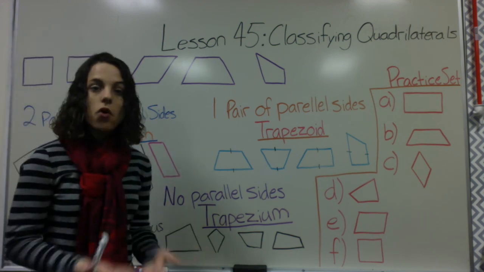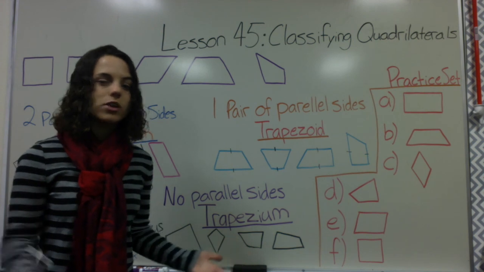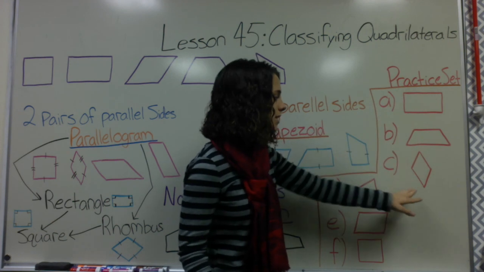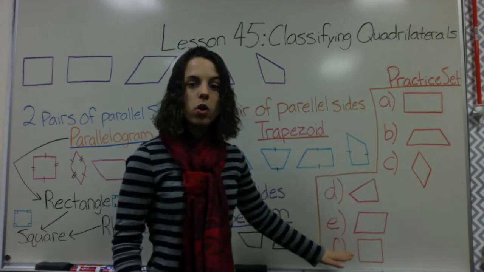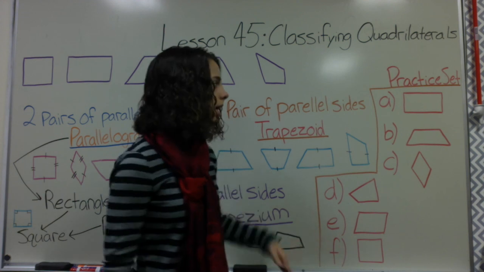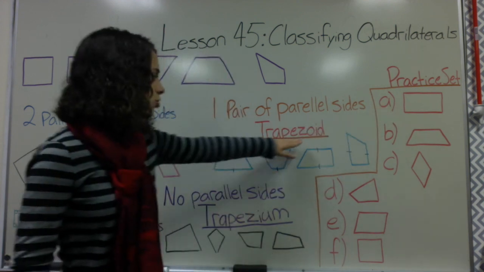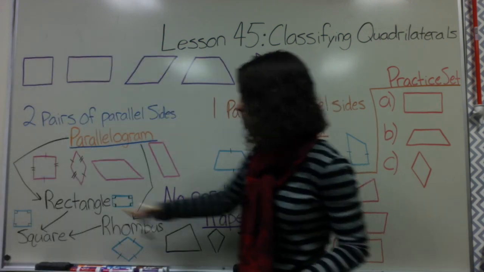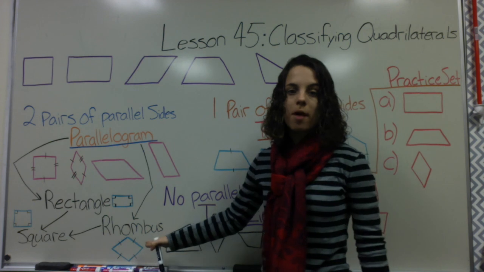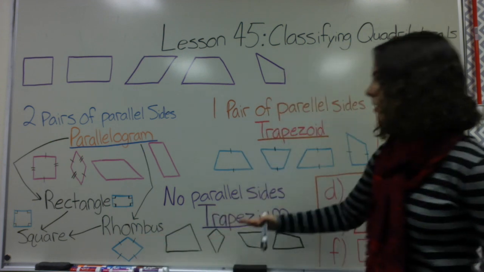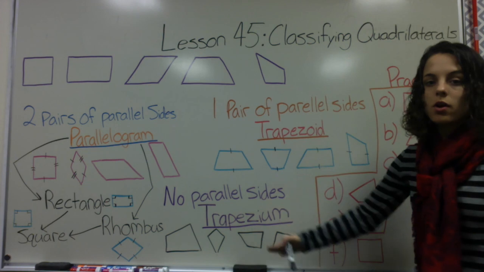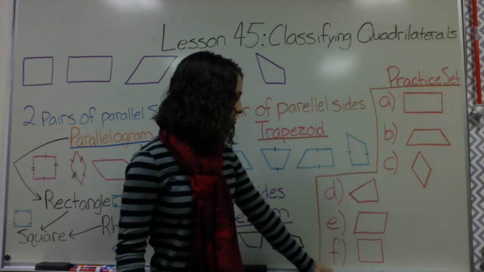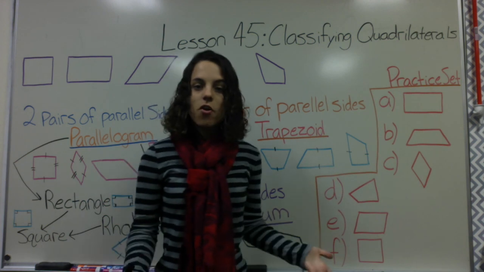So that's an overview of classifying quadrilaterals, and here's your practice set to do. I want you to classify each of these shapes. You can have more than one classification for these, but use the words trapezoid, trapezium, parallelogram, rectangle, square, or rhombus. So using all of those vocabulary words that we've gone over, you are going to classify each of these shapes, letters A through F. And we'll go over your answers in class.